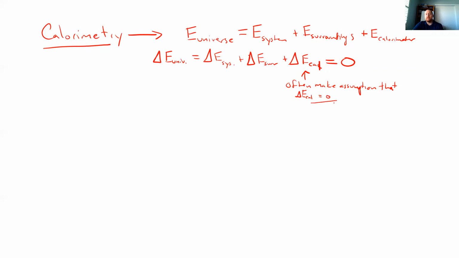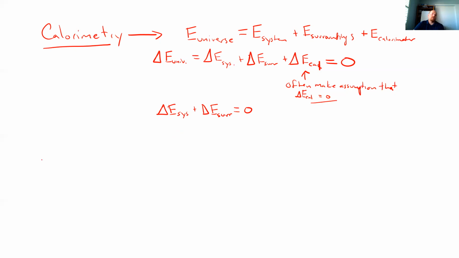Now, it's not always a good assumption, and experimentally we should always take that into account, but for the sake of the calculations that we will tend to do in this course, it's not a bad idea, okay? And so what we can do then is say the change in energy of the system plus the change in energy of the surroundings is equal to 0. Now, why is that important?